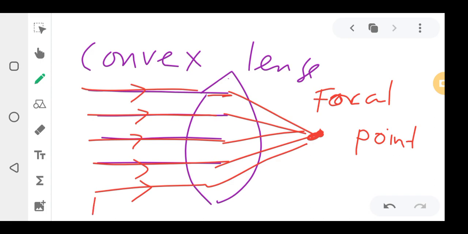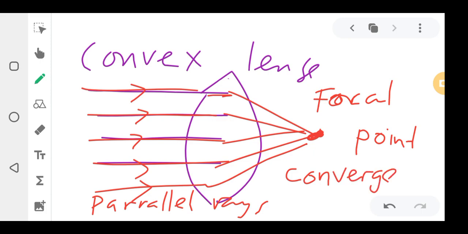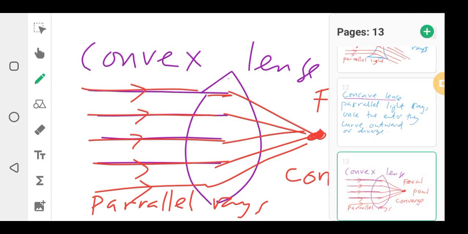So the parallel light rays, when they come here, they converge. To converge means to meet. Those ones were diverging. To diverge means to split, but these ones are coming to converge here. Converging means all the light rays are coming to meet one another. That's what I was saying.